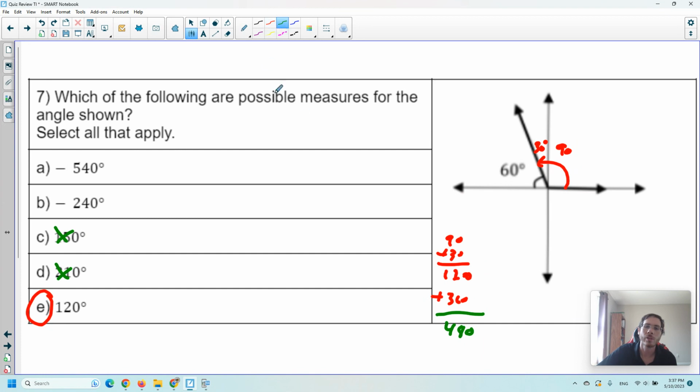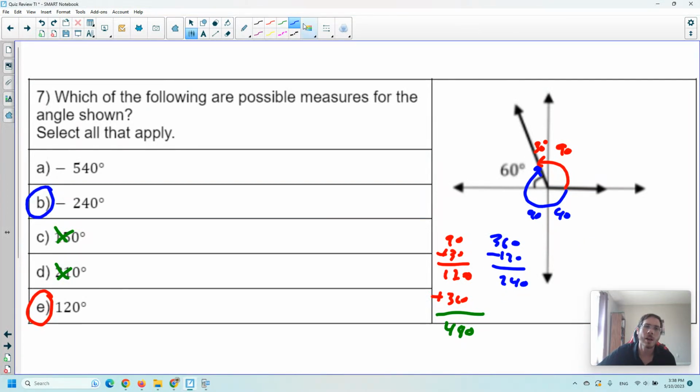If I go the other way, if I do 360 minus 120, I'll end up at 240. So that's my negative angle if I go this way. Again, I could also add 90 plus 60 to get to 240. So I know I've got negative 240.